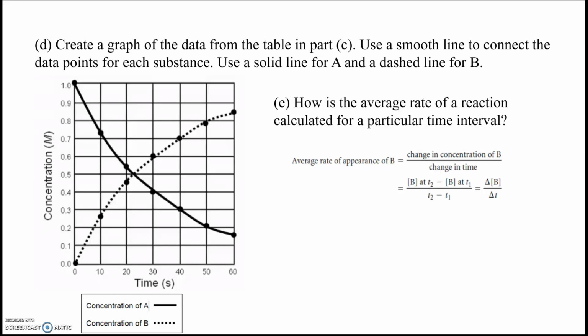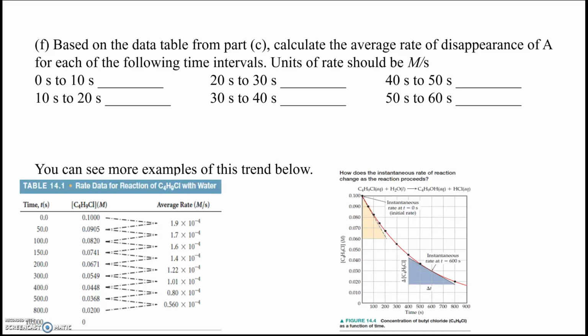And really what we're computing here is the slope of this line at any moment in time. So we're going to take our delta B over delta T, or in the case of the disappearance of A, it'd be delta A over delta T. Now, based on the data table from part C, we're going to calculate the average rate of disappearance of A for each of the following time intervals, and our units should be molarity per second.